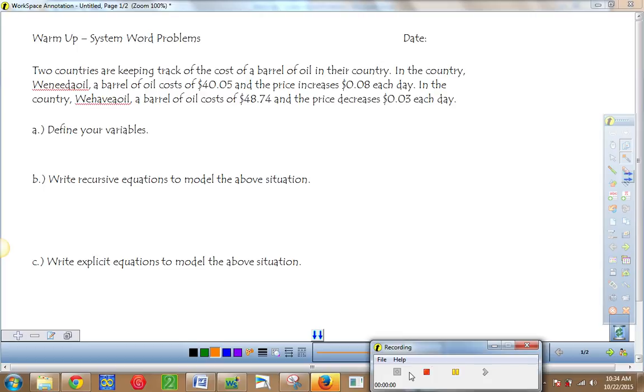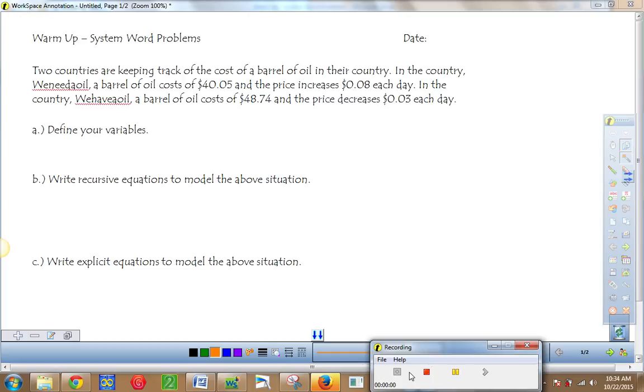Alright, so we have two countries that are keeping track of the cost of a barrel of oil. In the country, we need oil. A barrel of oil costs $40.05, and the price increases 8 cents each day. In the country, we have oil. A barrel of oil costs $48.74, and the price decreases by 3 cents each day.